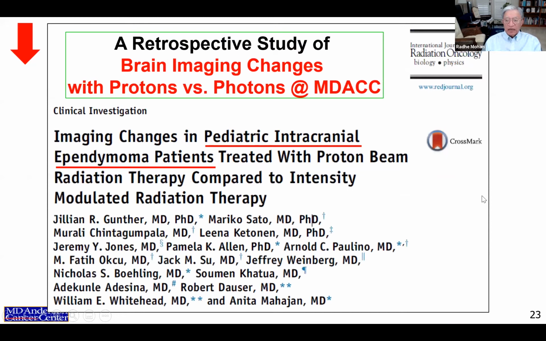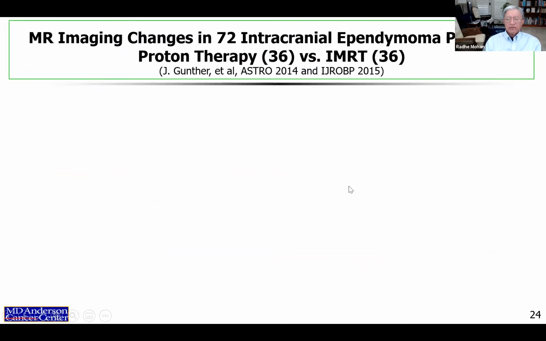Another kind of negative trial, it was not a trial, it was a retrospective study of brain imaging changes of proton versus photons. This was also carried out by a member of our division of radiation oncology, for pediatric intracranial ependymoma patients. The study looked at MR imaging changes for 72 intracranial ependymoma patients, 36 with protons and 36 matched patients with IMRT.